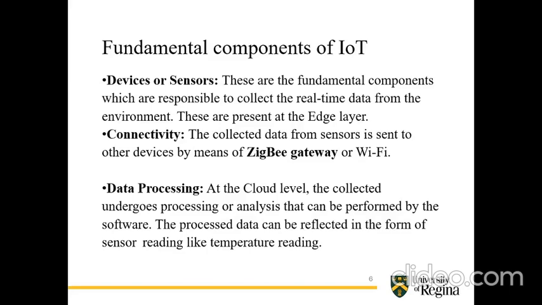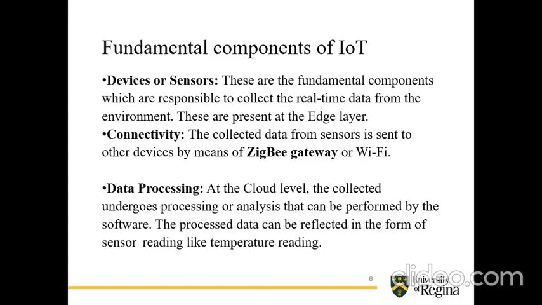Connectivity. The collected data from sensors is sent to other devices by means of Zigbee gateway or Wi-Fi. So we need to collect that data and send it over the network. We need something like a gateway. So we are using here a Zigbee gateway.